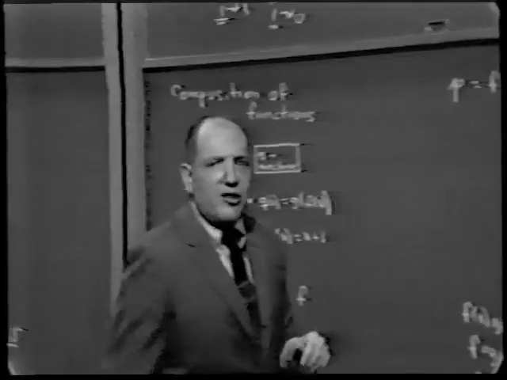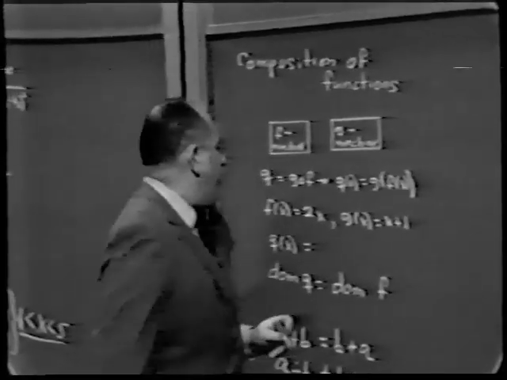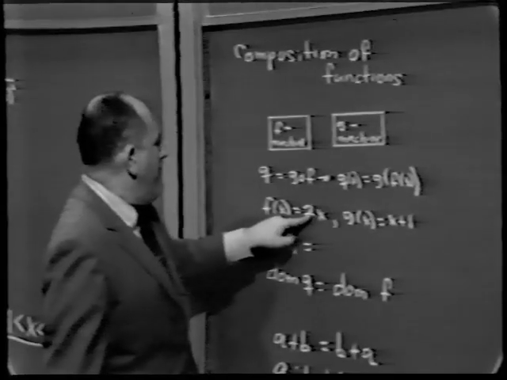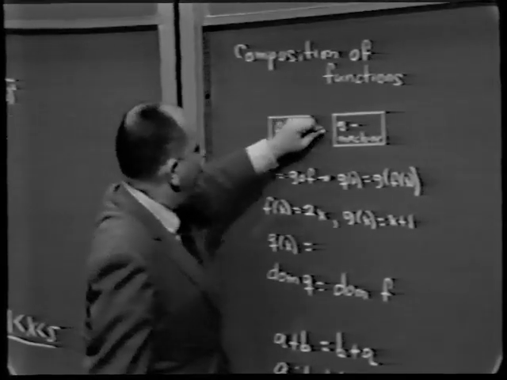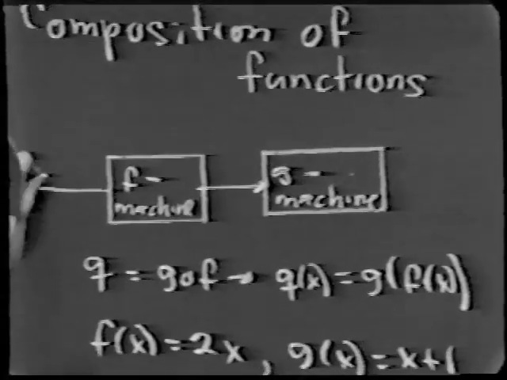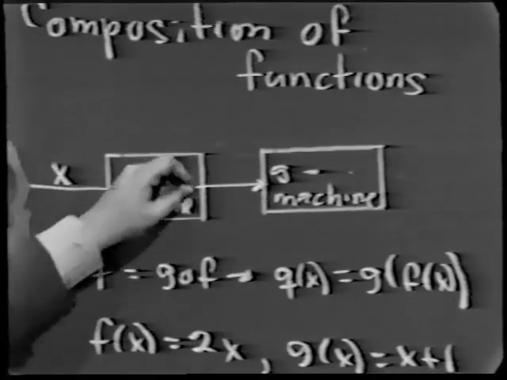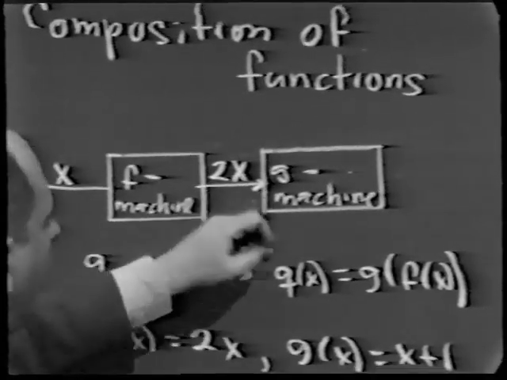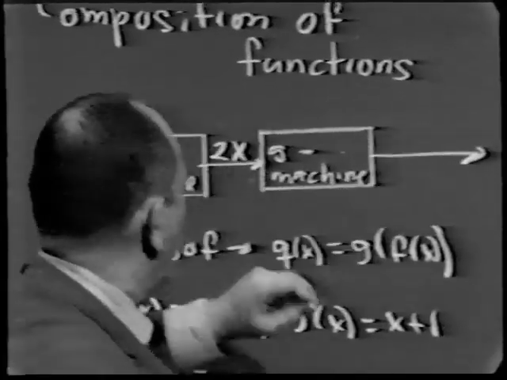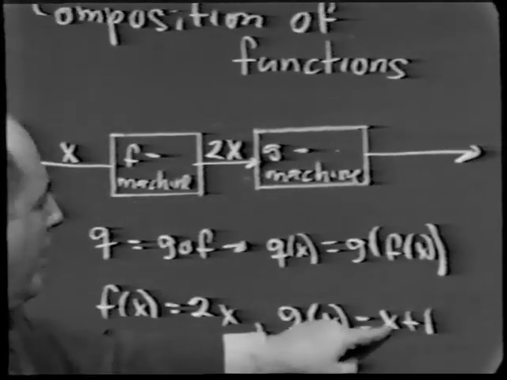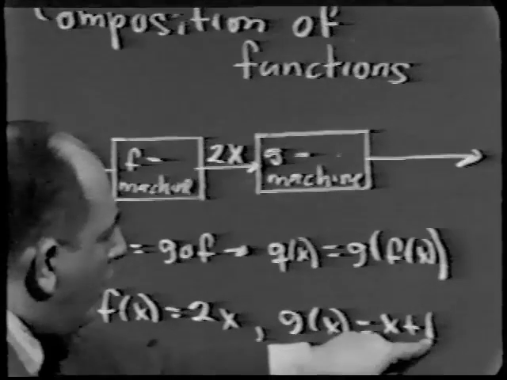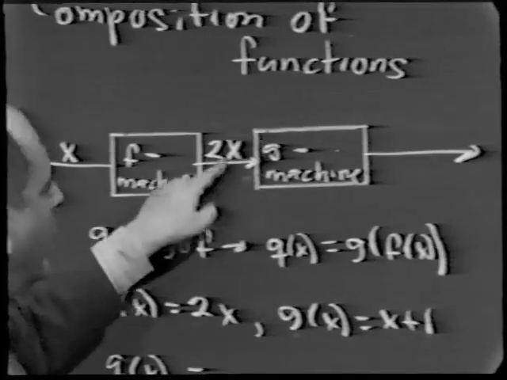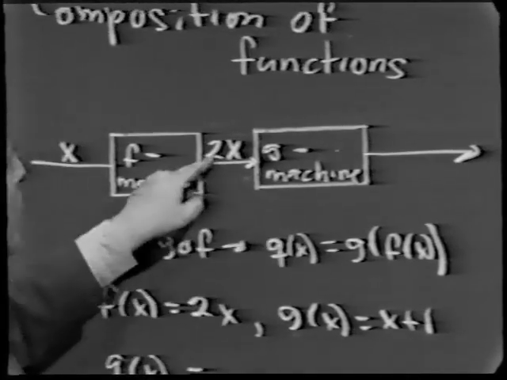It's called composition of functions. And to see what composition of functions means, think of a particular example where maybe the f machine, f of x is 2x. In other words, think of it this way. We run x through the f machine, the output will be 2x. Now we run the output of the f machine into the g machine. Now what does the g machine do? If x is the input, x plus 1 means 1 more than the input. The g machine always adds on 1 to the input to give you the output.